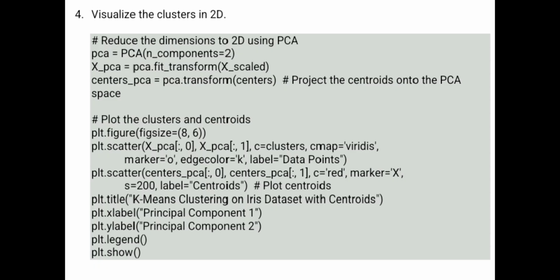And the last one, visualize the clusters in 2D. PCA reduces the data from 4 features down to 2 so we can draw the 2D graph. X_pca is the reduced version of the flower data. centers_pca is the reduced version of the cluster centers so they can match the graph.